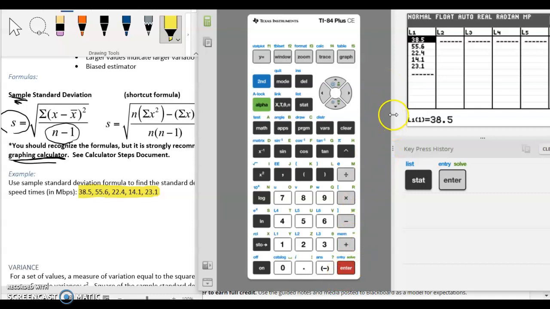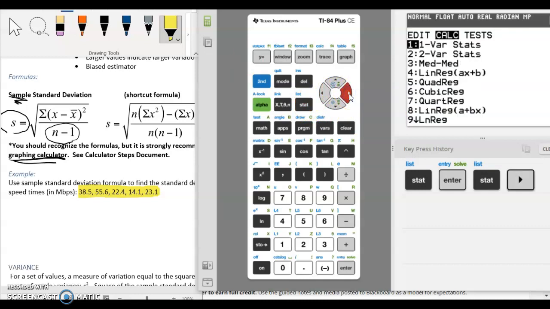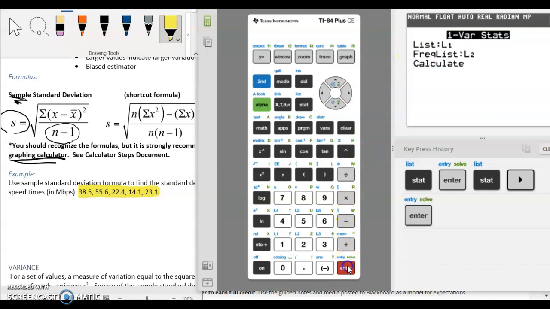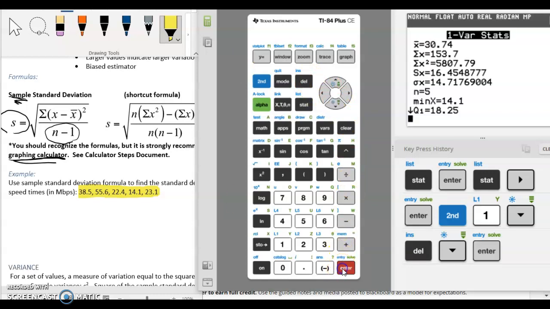Once you have your data values in, what you're going to do is press Stat and press the right arrow to calc, and then press enter on one var stat, or you can just press the number 1. Our data was in list 1, so make sure you press second and the number 1 to get list 1 if it's not already there for you. We didn't use frequencies, so I'm going to delete my frequencies here. And then go ahead and press enter on calculate. And you'll see I have a whole list here.